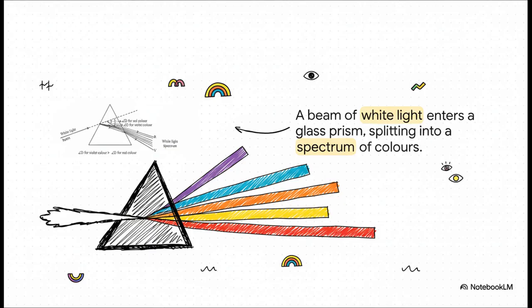The whole secret is in what happens when white light passes through a different medium, something transparent, like this triangular piece of glass that we call a prism. Now look here. When a single beam of white light goes into the prism, something truly amazing happens. It splits. It splits into this beautiful band of different colors on the other side.